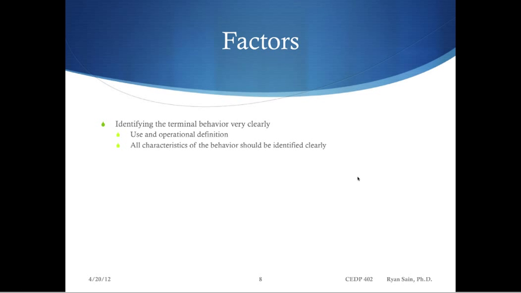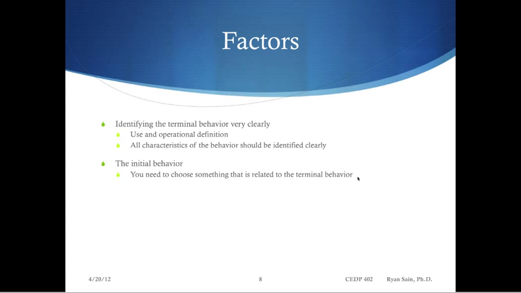Every characteristic, the topography, the frequency, the duration, the latency, and the intensity, all of those things should be identified clearly. And keep in mind, those are the properties of any behavior. All behavior has topography, all behavior has frequency, and most behavior has duration, most behavior has latency, and so on and so forth. So you have to look at each one of those things. Which ones are you going to shape? Are you going to shape all of them? Are you going to shape some of them? Each one of those things should be identified in order for you to be successful at using shaping.